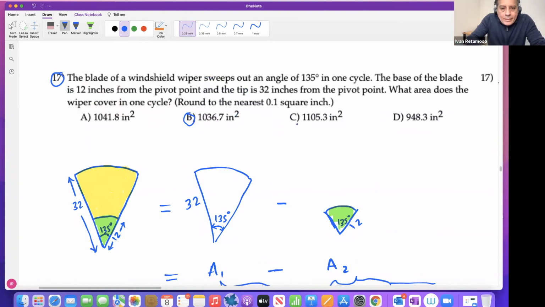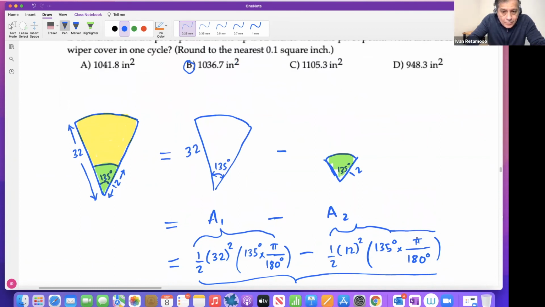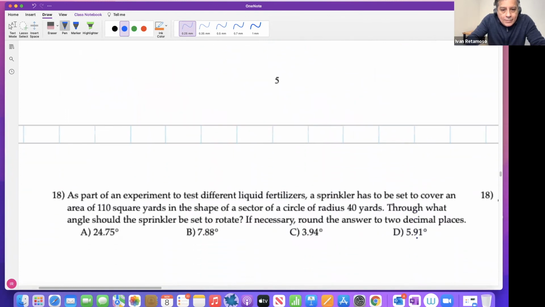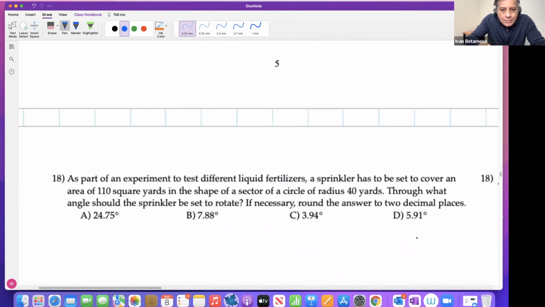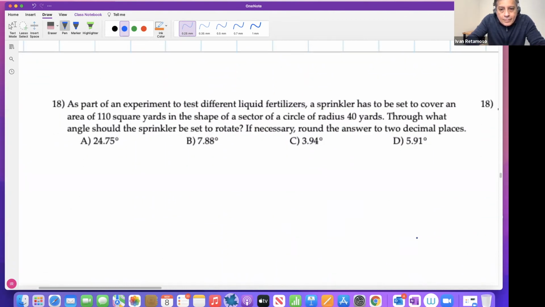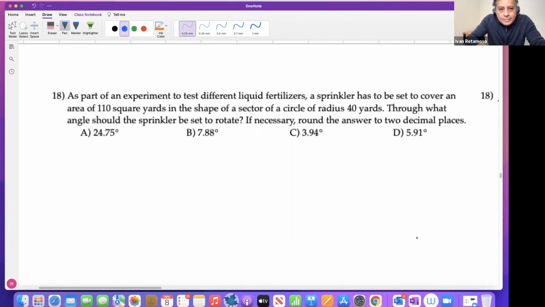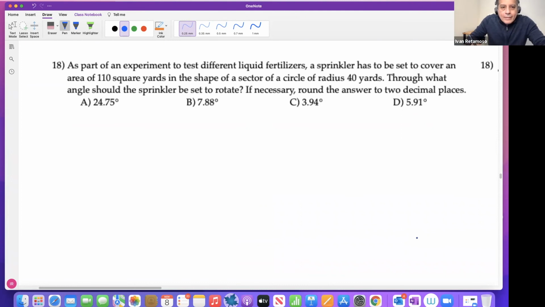Great. Now, so far we have seen a straightforward application of the formula, right? But sometimes they might give you the output value and ask you for the input value. For example, here, I will show you. This is an example, number 18. It says, as part of an experiment to test different liquid fertilizers, a sprinkler has to be set to cover an area of 110 square yards in the shape of a sector of a circle of radius 40 yards. Through what angle should the sprinkler be set to rotate? If necessary, round the answer to two decimal places.